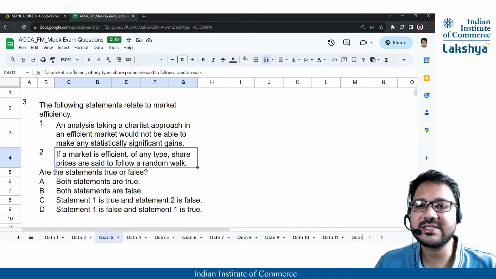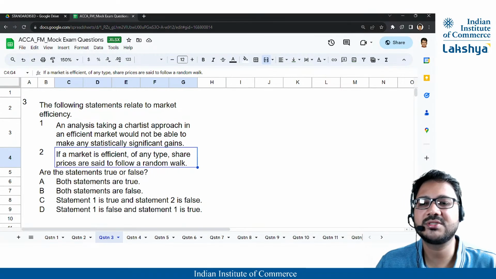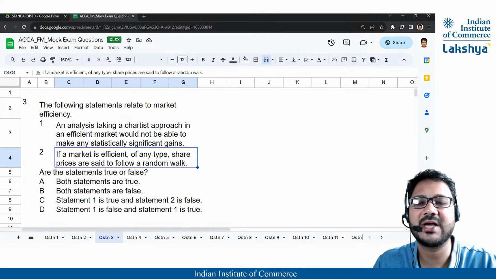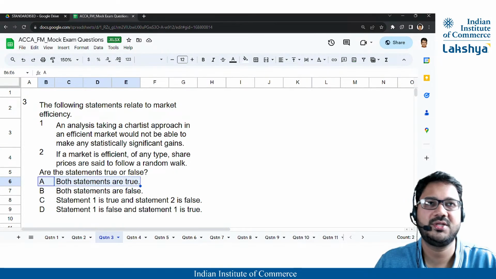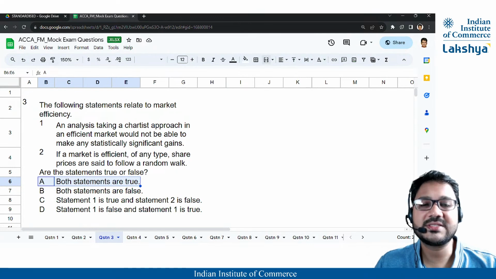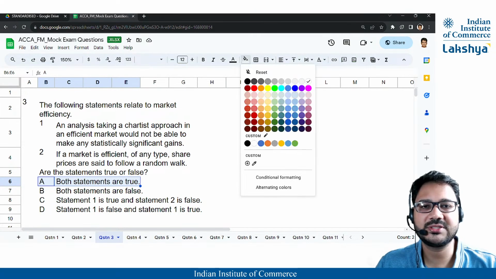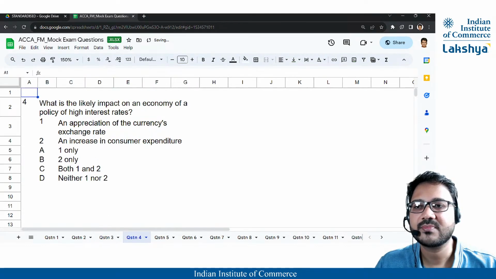If a market is efficient, yes, prices follow a random walk because, as we said, prices are already factored in. It's very difficult to beat the market on a consistent basis in an efficient market. Okay, so yeah, everything is factored in and it is random. So you cannot consistently beat the market. So in this particular case, both statements are correct.